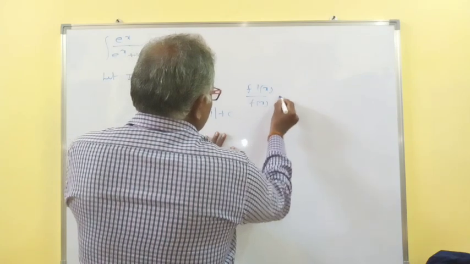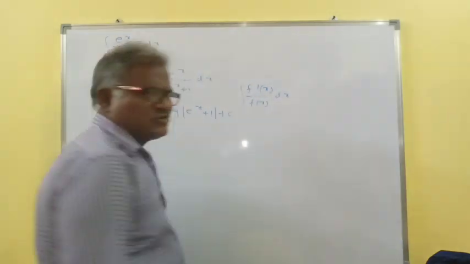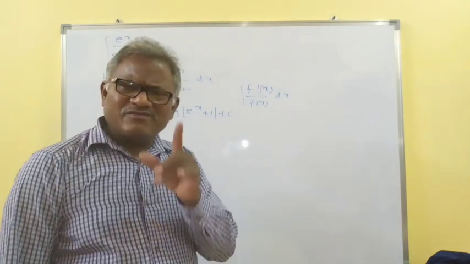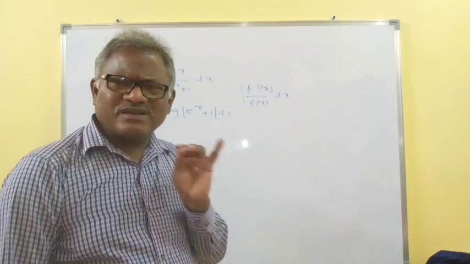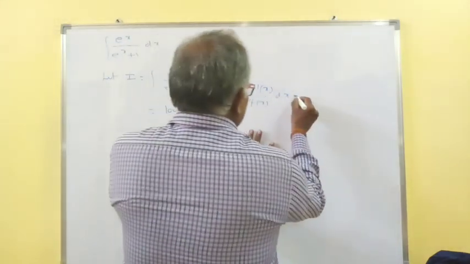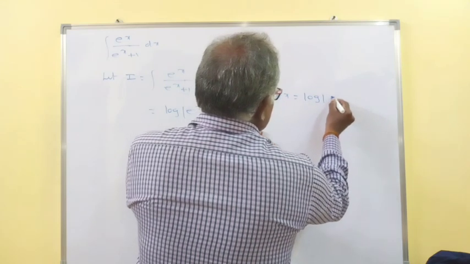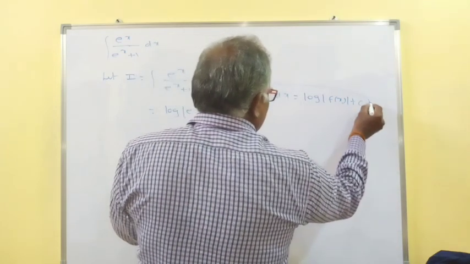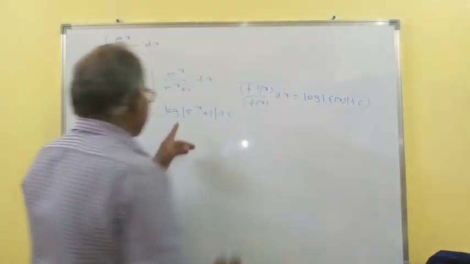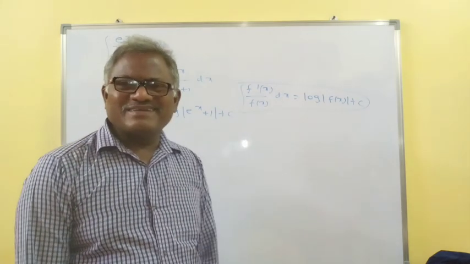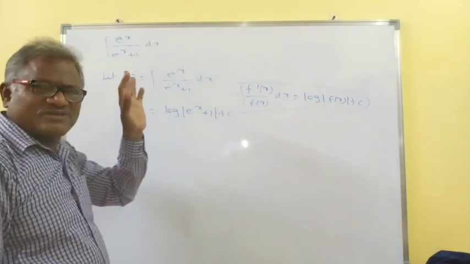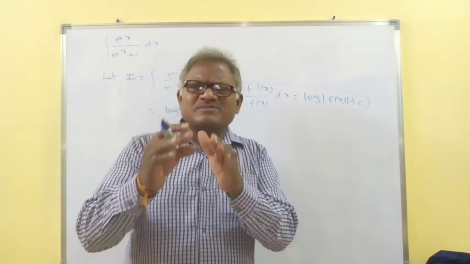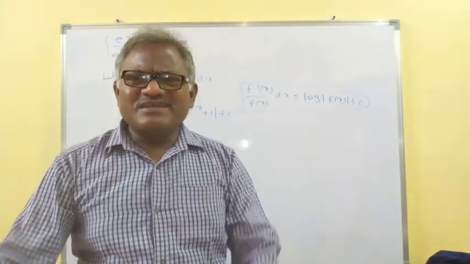For this formula f dash x by f of x, you should write it whenever the problem is given for 2 marks. Just write down the formula. For the formula you may award 1 mark. So don't forget that one. f dash x by f of x is equal to log f of x. So you should mention it clearly. For the formula you may award 1 mark and for the result 1 mark. Simple one. Just observe whether the given one is of the known form. f dash x by f of x means directly you should write the answer.